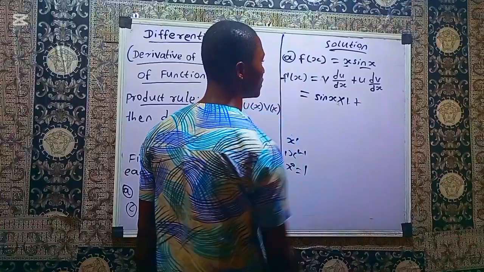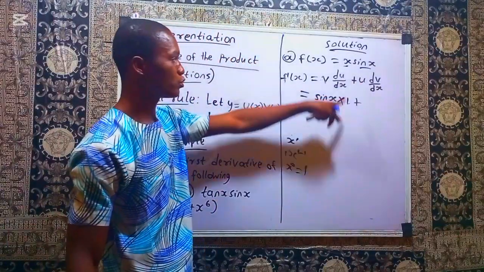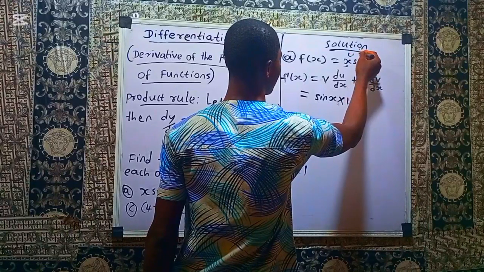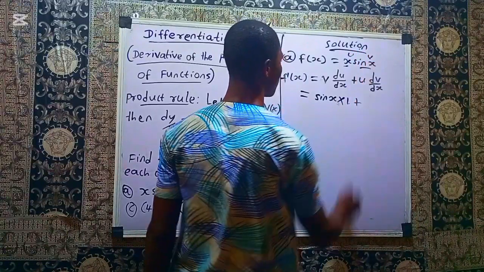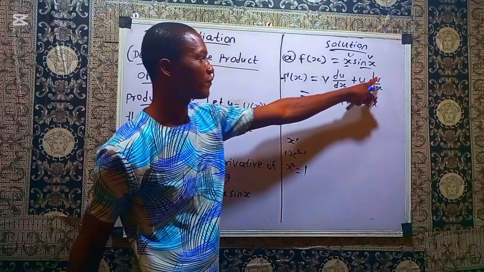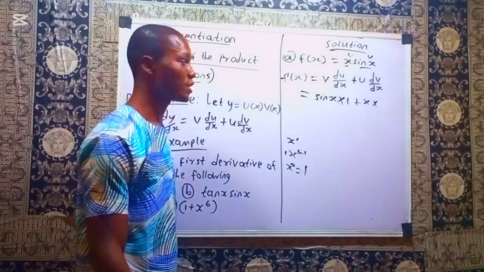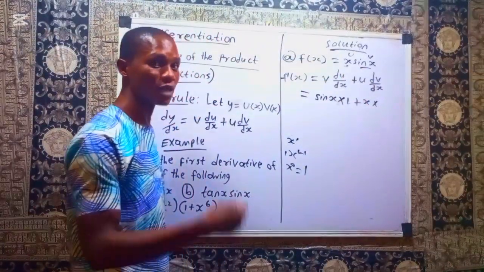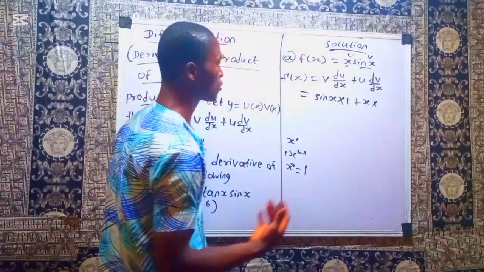So plus the next one will have u. What is your u? Of course, u is the first function, so let me just write it explicitly. We have u, we have v. So u is the first function, which is x. Then I'll write multiply by the derivative of v with respect to x. So this time around I'm differentiating the second function, which I kept constant earlier.